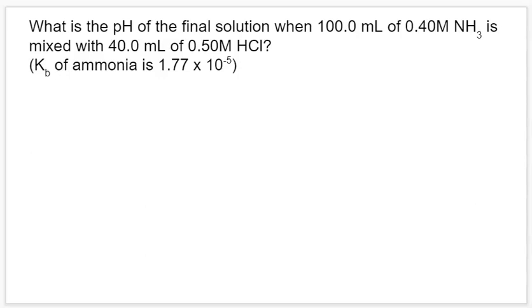All right, let's try another one where we have a weak base, ammonia, with 100 milliliters and a 0.4 molar solution. And we're going to mix that with 40 milliliters of 0.5 molar hydrochloric acid. So now we're mixing a weak base with a strong acid, and we can kind of already tell from the numbers that the weak base is going to be in excess. And we have a Kb for ammonia of 1.77 times 10 to the negative 5.